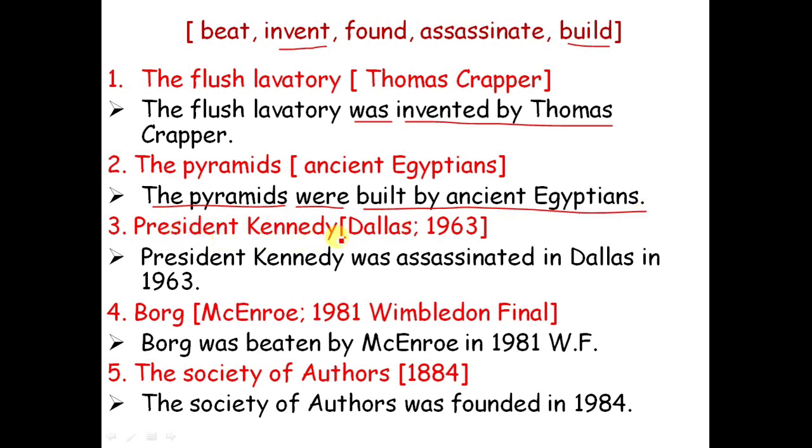Similarly, President Kennedy, Dallas, 1963. So here Dallas is not a person, it is a place. So here President Kennedy, Dallas, in 1963 means assassinate. So President Kennedy was assassinated, was plus V3, was assassinated. This is a place, therefore not by Dallas but in Dallas. And here is a year, therefore use in before it, in 1963. President Kennedy was assassinated in Dallas in 1963.